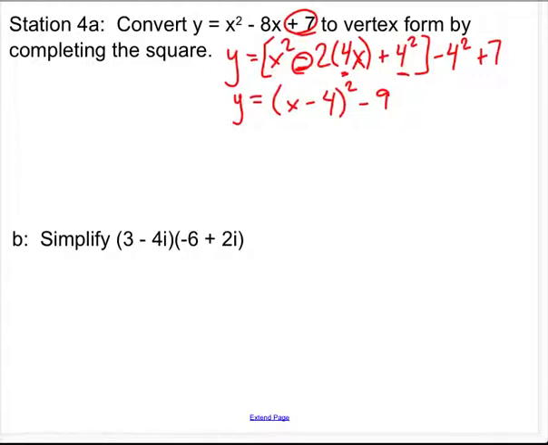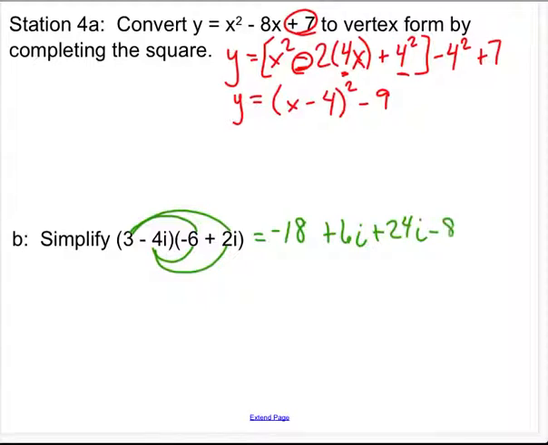Second question at this station was simplifying with complex numbers. So we use distributive property. 3 times negative 6 is negative 18. 3 times 2i is 6i. Negative 4i times negative 6 is positive 24i. And negative 4i times 2i is negative 8i squared. So I know that this term is going to turn into a real number because i squared is negative 1. So I have negative 8 times negative 1 is positive 8. Negative 18 plus 8 is negative 10. And combining my two imaginary terms, I have 30i.